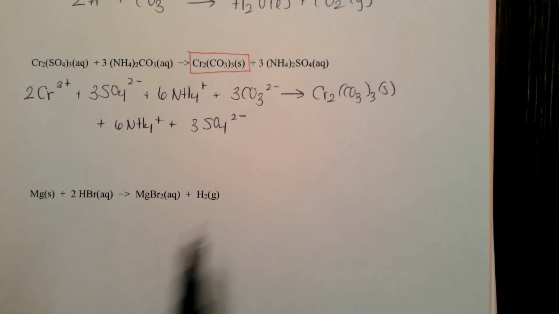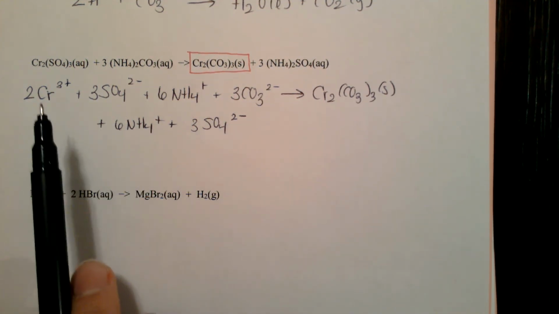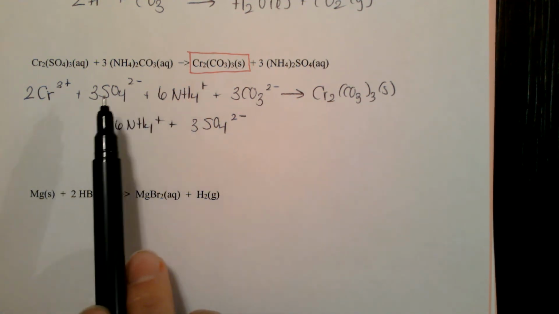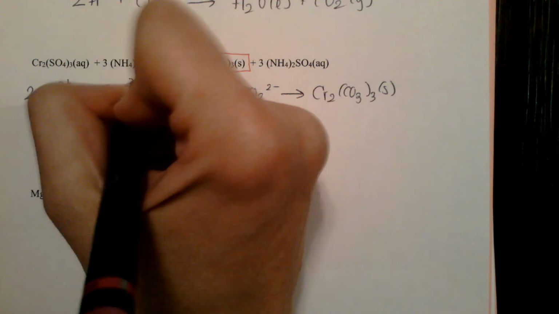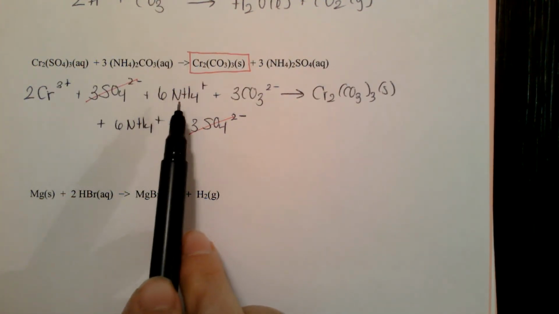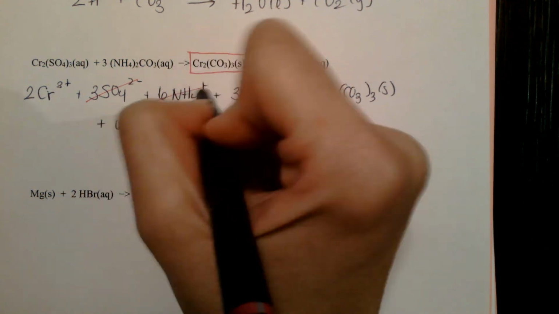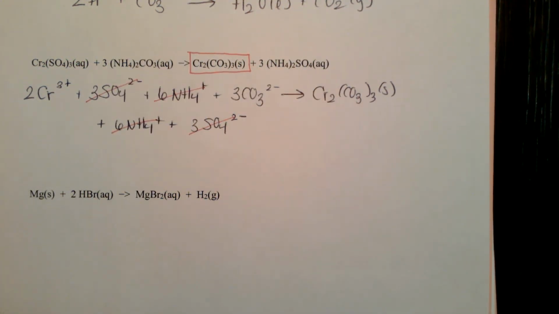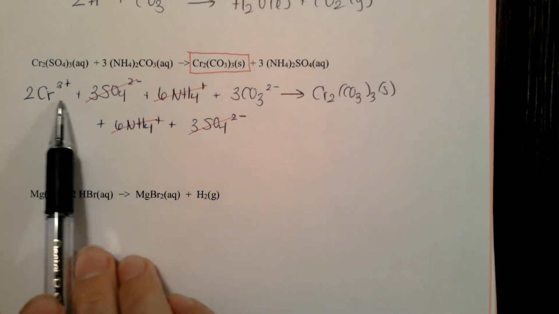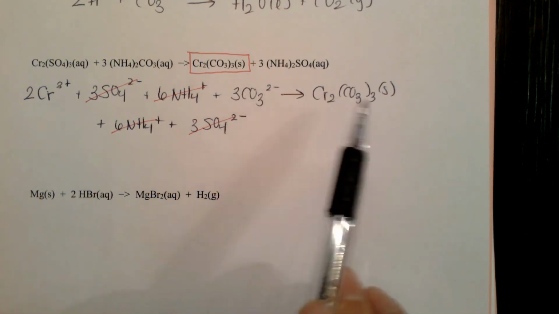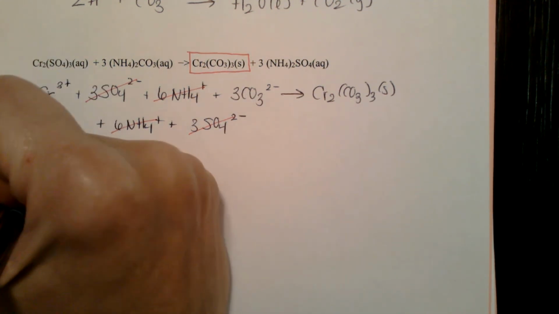Okay, so now I'm going to look for spectators. So chromium is an ion here. It's not here. Sulfate is an ion, and it's an ion here, so we can cross that out. Our 6 ammonium, same on each side. And our carbonate is now over here, so that one's good. Okay, so what I'm left with is my cation and my anion that come together in solution to form my precipitate.